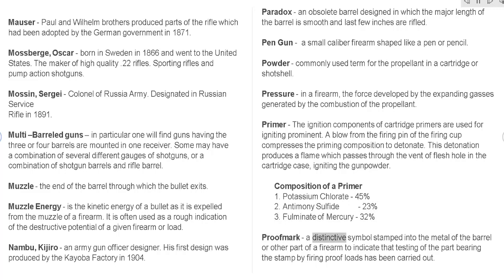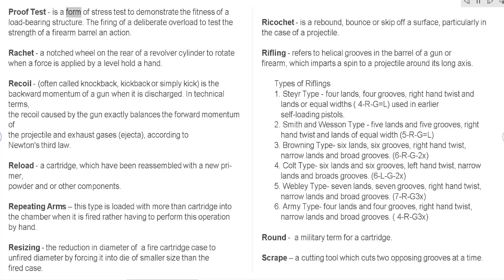Proof mark, a distinctive symbol stamped into the metal of the barrel or other part of a firearm to indicate that testing of the part bearing the stamp by firing proof loads has been carried out. Proof test is a form of stress test to demonstrate the fitness of a load-bearing structure. The firing of a deliberate overload to test the strength of a firearm barrel in action.